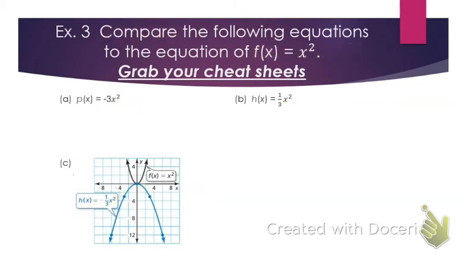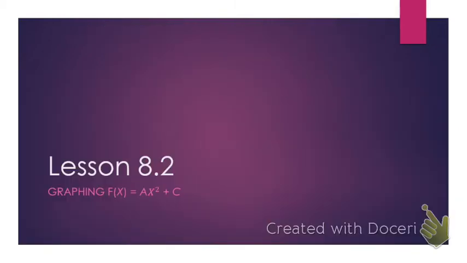Now flip to the next page in your notes to lesson 8.2. I want you to notice the title of this lesson. It says graphing f of x equals ax squared. All of that was in the title of 8.1. But now what have they added to the title here? Plus c. So guys, what transformation has you adding or subtracting something to the problem?